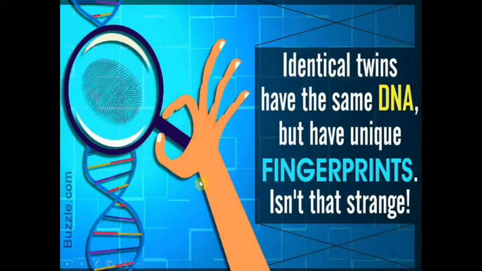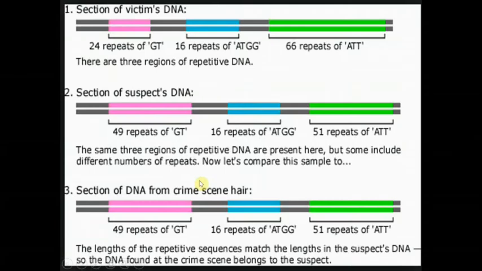Identical twins have the same DNA but have unique fingerprints. Isn't that strange? DNA fingerprinting is not at all a sequencing technique. Rather, it identifies repetitive sequences present in one's genome. Such repeat sequences also vary in length due to variation in the number of repeats, hence called variable number tandem repeats.